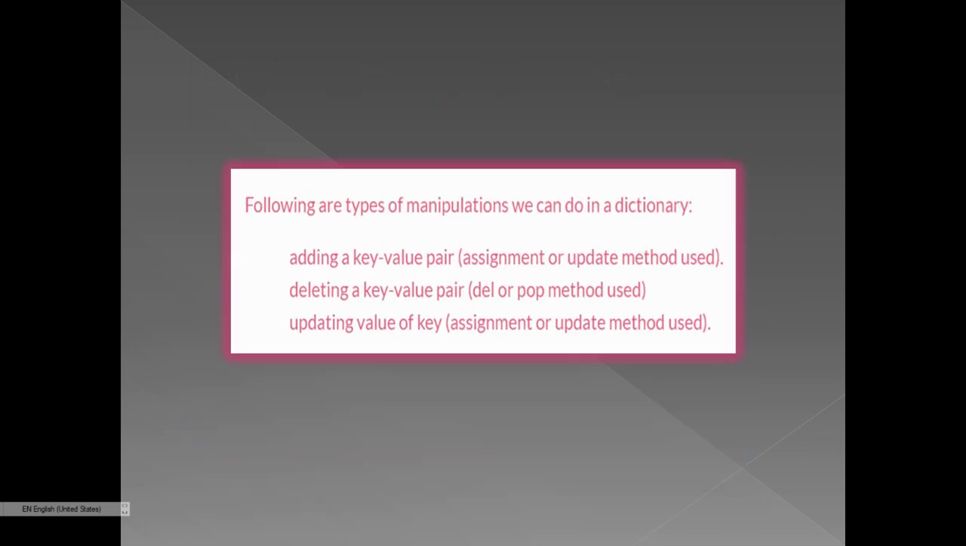Now, the following are types of manipulations we can do in a dictionary: adding a key value pair, assignment or update method used to add new data; deleting a key value pair, the del or pop method used to delete data that we don't want; and updating the value of a key, assignment or update method used. Updating means you want to update some values.